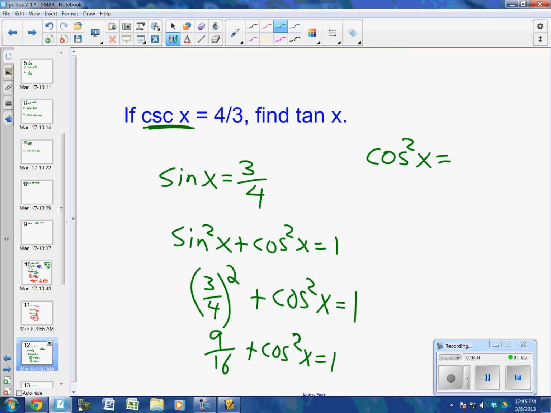What's 1 minus 9/16? It's what? 7/16. And then I take the square root of both sides. What's that?